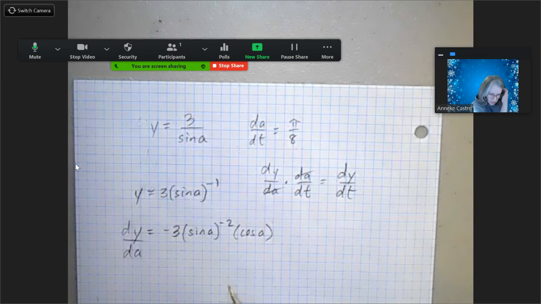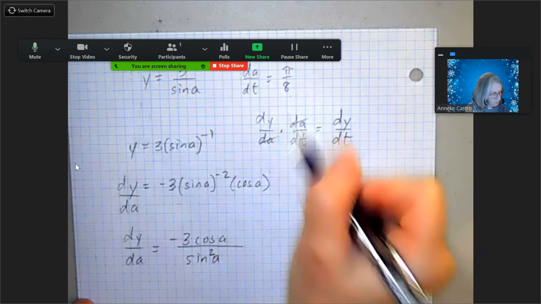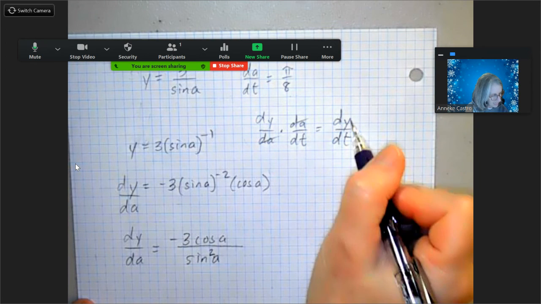And then I could simplify this. I could write it as a fraction. So dy dA is equal to negative 3 cosine A over sine A squared. Put the square right there. Sorry, you can't see that. All right, and now that's my dy dA. I'm going to multiply that by dA dt to get dy dt.